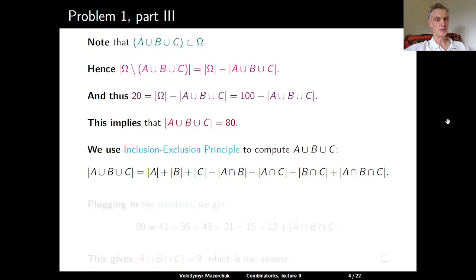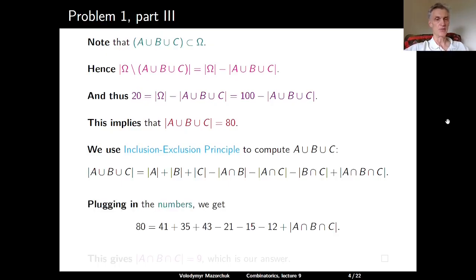By this principle, we have that the cardinality of this union equals the cardinality of A plus the cardinality of B plus the cardinality of C minus the cardinality of A intersection with B minus the cardinality of A intersection with C minus the cardinality of B intersection with C, and finally plus the cardinality of A intersection with B and intersection with C.